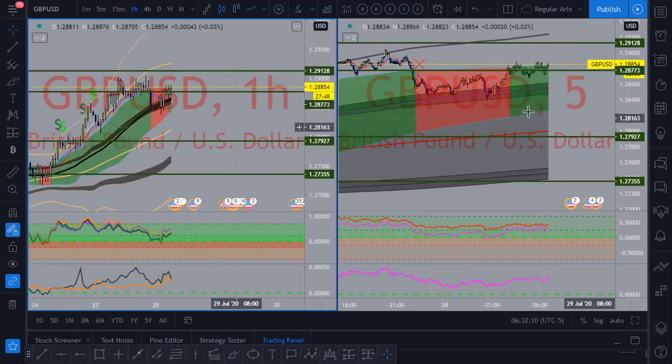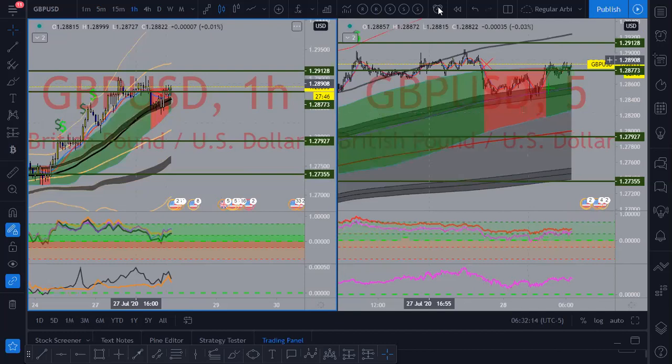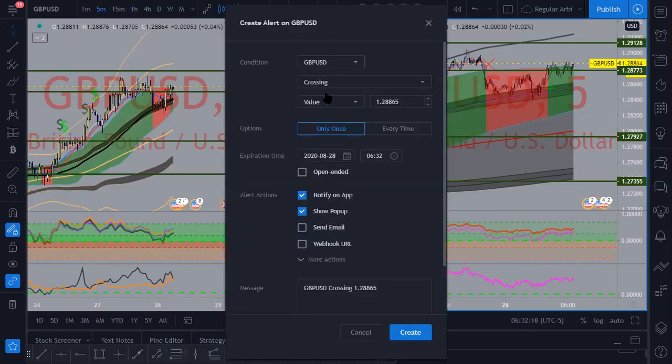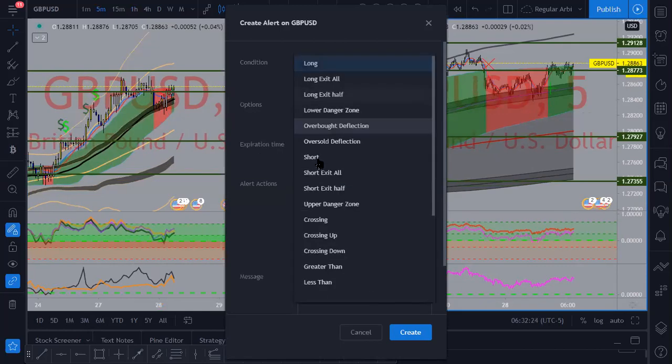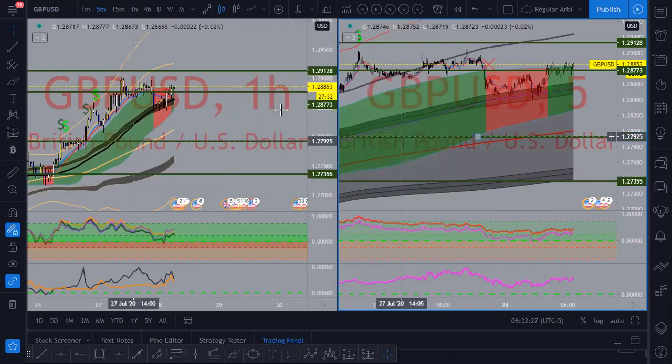Okay, so set the alert on the 5 minute. Apocalypse short and create, and so I'll wait on that, and once that gets triggered or once that releases, I'll be able to make a decision on whether or not I'm going to take the sell. But as of right now, just being patient.